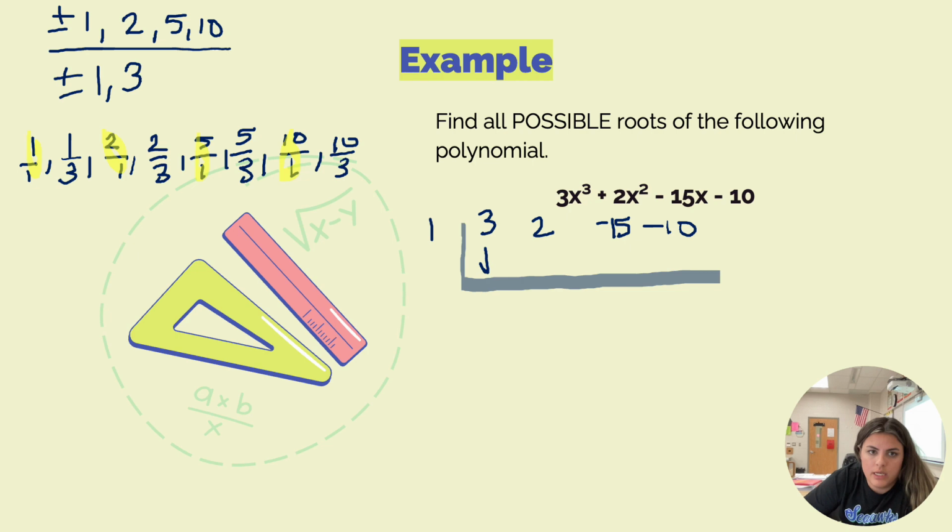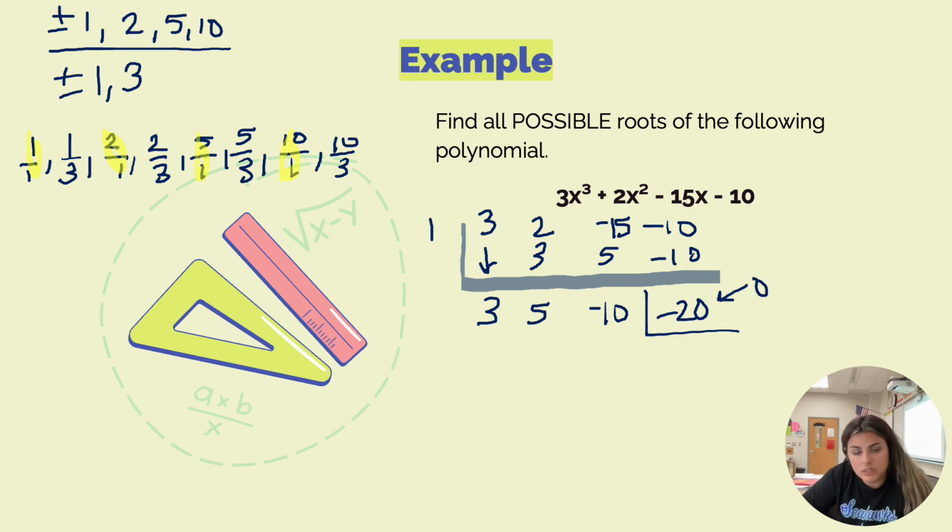I'm going to bring my 3 down. 1 times 3 is 3. 2 plus 3 is 5. 1 times 5 is 5. Negative 15 plus 5 is negative 10, and 1 times negative 10 is negative 10, and I end up with negative 20. So here, this did not work because we want this number to be 0.